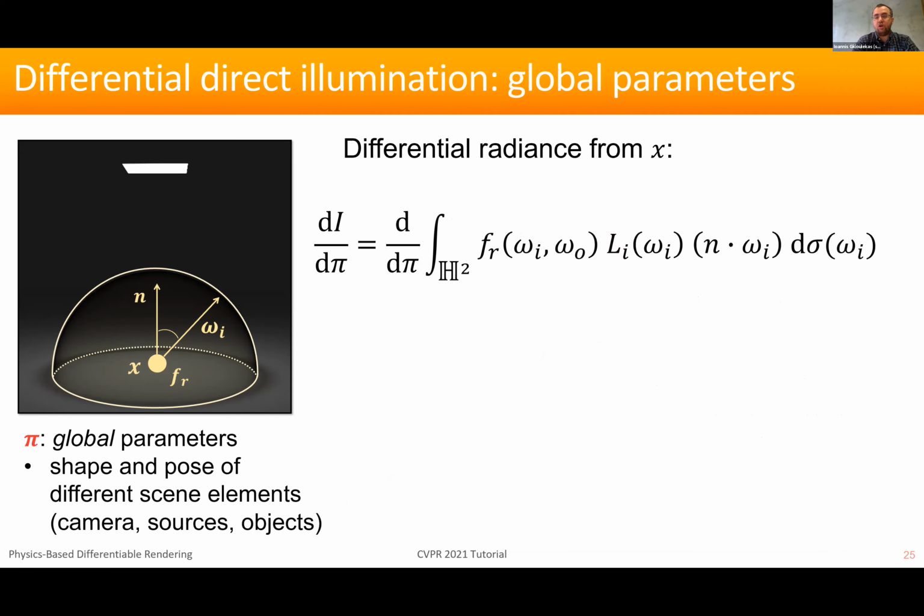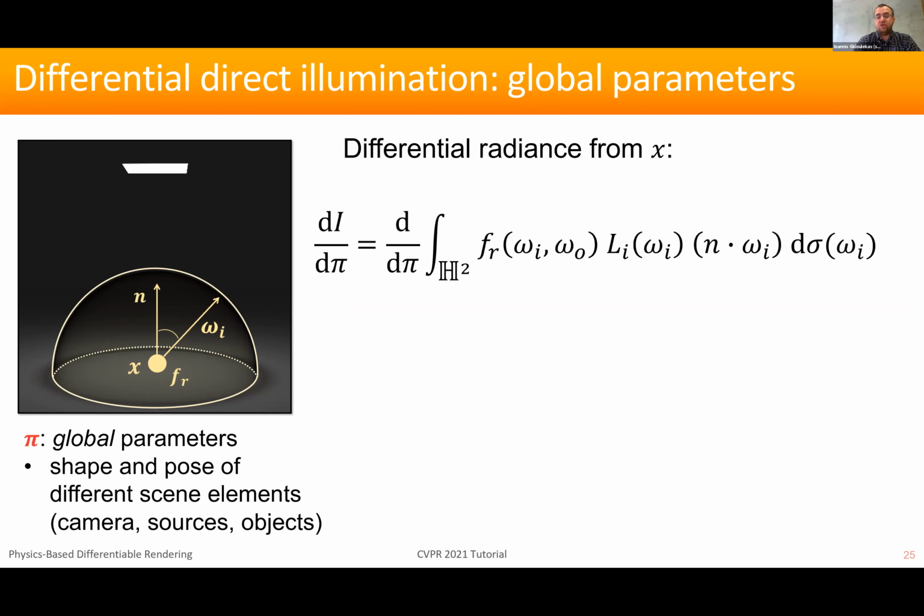Now, all of these were for what I called local parameters: BRDF, shading normals, illumination, brightness values, and so on, that allow us to simply differentiate direct illumination by moving the derivative under the integral sign. But we can also consider, and in fact, these kinds of parameters are very actively researched and very important for many computer vision applications, parameters that I like to call global parameters. For example, the shape and pose of different scene elements, cameras, sources, objects, and so on.